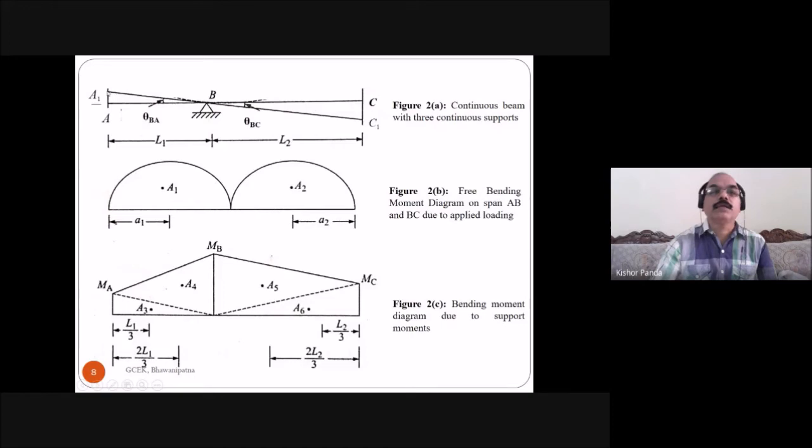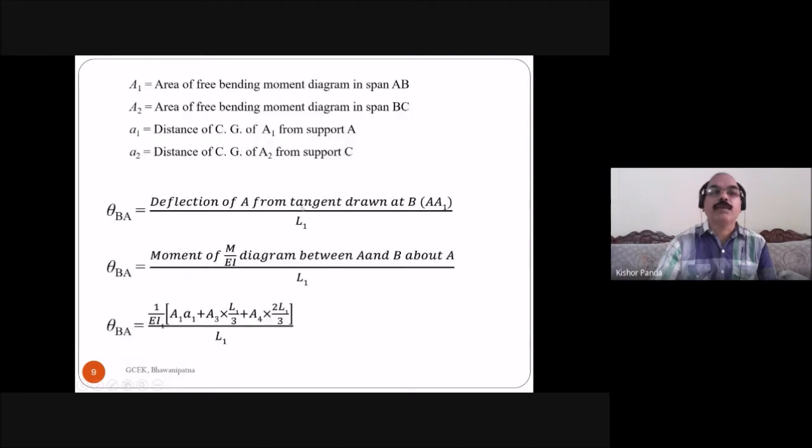Here you see, this is the tangent at B to the elastic curve. So this tangent will meet when we draw a vertical line at A. So this will meet at A1. So this is the deflection AA1. Similarly, on this side, this is the tangent, and this tangent meets the vertical line at C1. So CC1 is the deflection for span BC. So from this you will find the deflection of A from the tangent drawn at B, AA1 by L1.